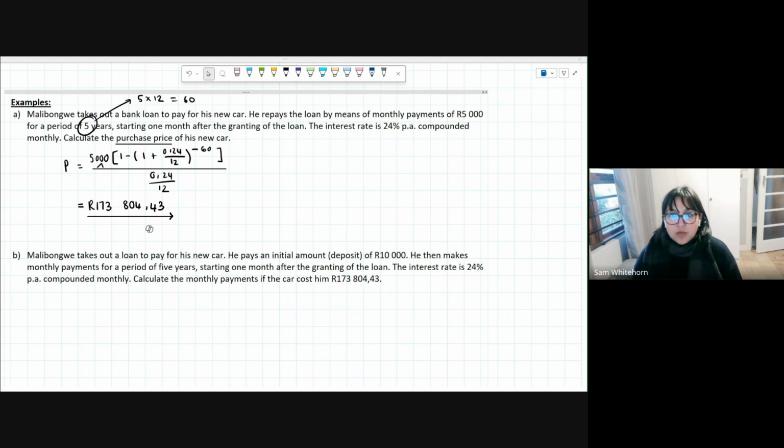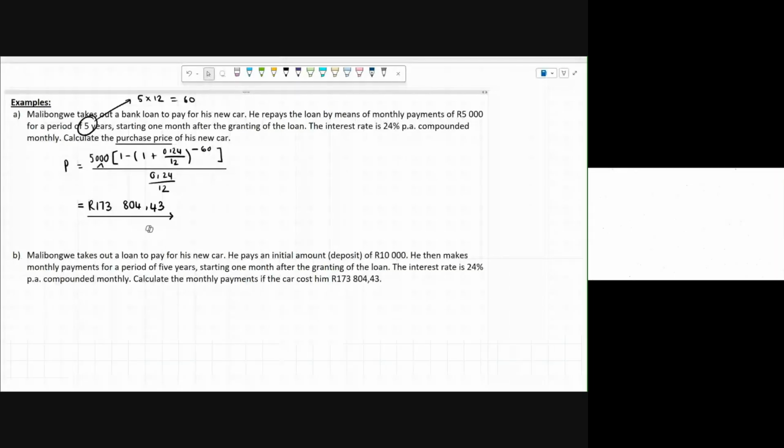But now we have a scenario where there is a deposit. I'm sure you all know what a deposit does, and what impact it has on your loan repayment. But can someone tell me A, what a deposit is, and B, what effect does it have on your loan? Boucle?